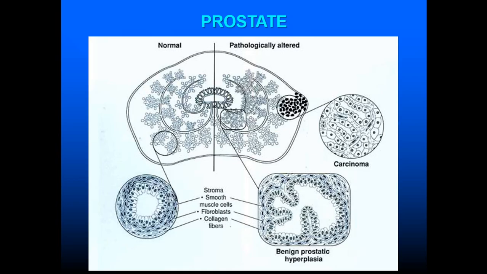Next is about the prostate. This is a schematic picture of the prostate. On the left side, you can see the normal prostate. This is the prostate ducts. The prostate ducts are lined by epithelial cells and also muscular tissue.